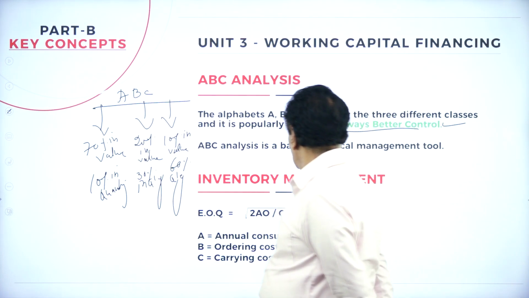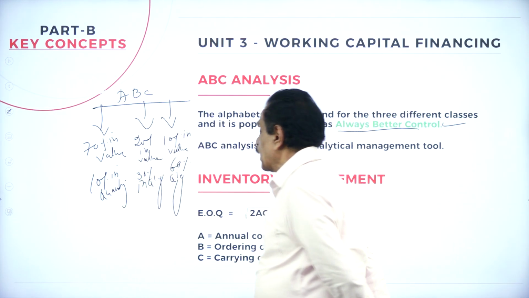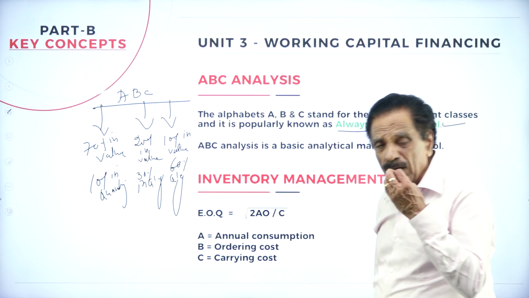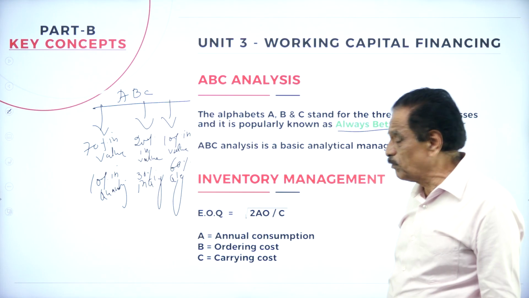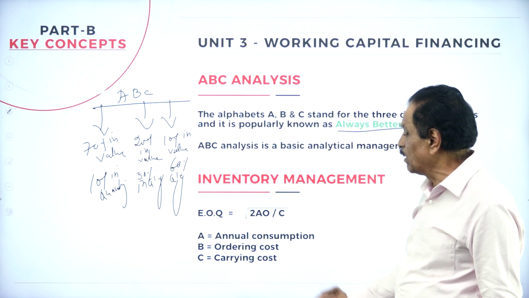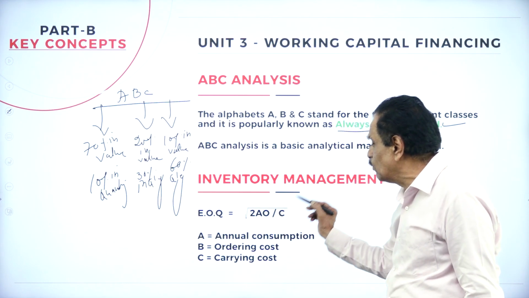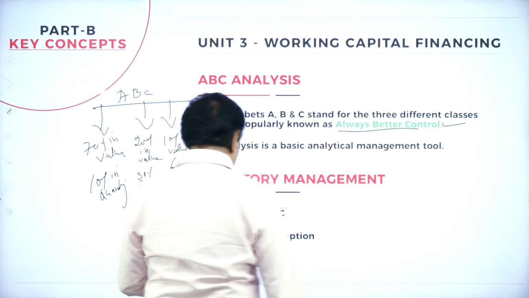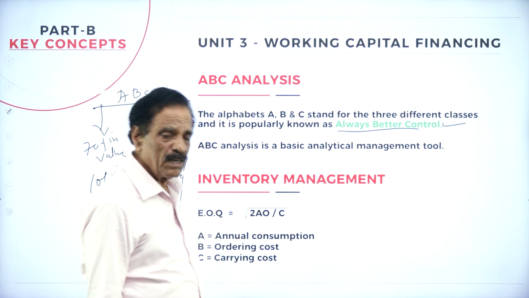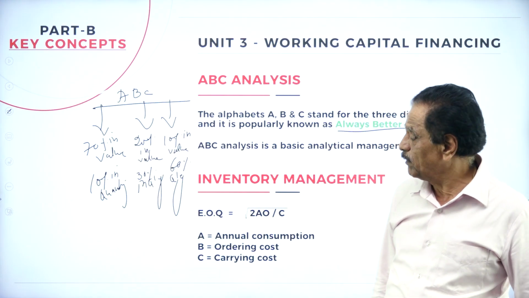Then we'll go to inventory management. Economic order, we say inventory management. Now how to manage inventory means how stock is to be stored in the warehouse. It is called economic order quantity, the square root of 2AO divided by C. What is A? Annual consumption. O is ordering cost. C is called carrying cost. If you know the formula, we can apply.